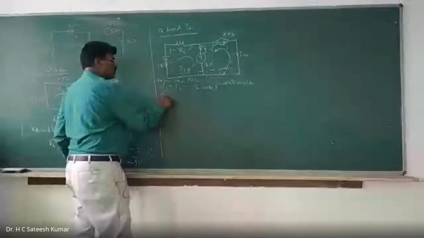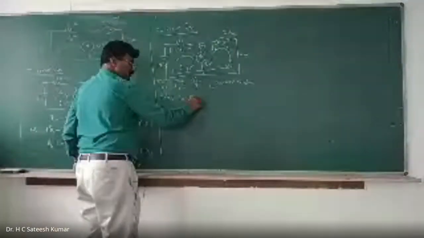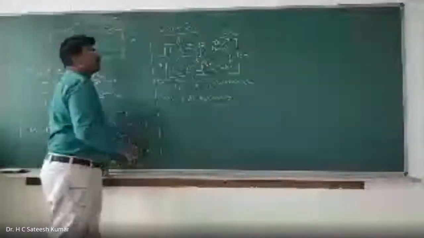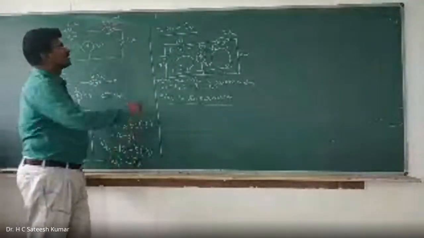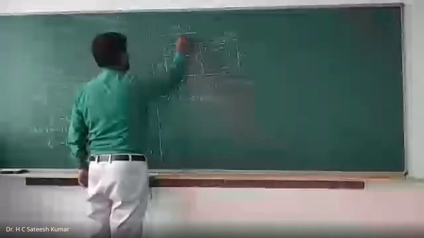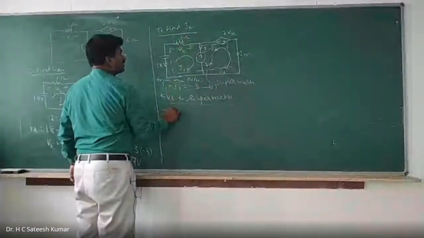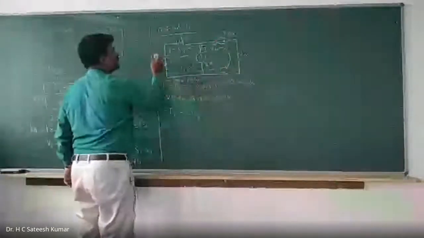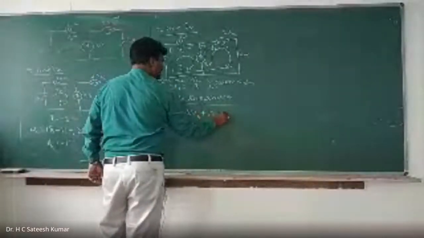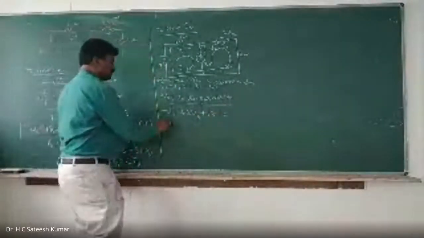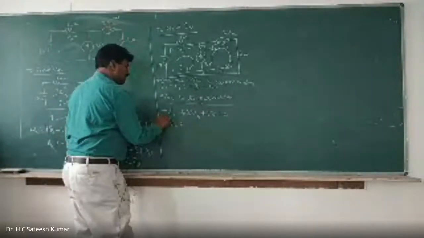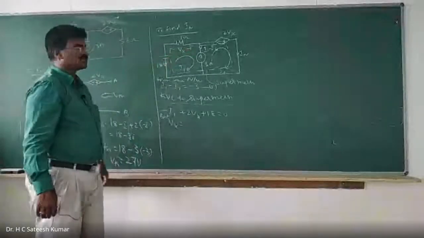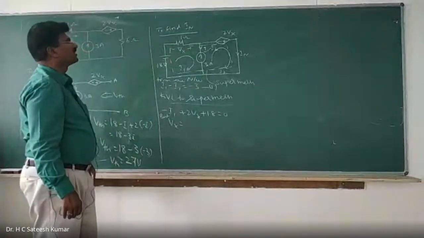KVL to the super mesh. How will you do that? Start from this point, and this resistance value is 1 ohm: minus I1 plus 2 Vx, come from here, plus 18 is equal to 0. But what is Vx? Current is going from where to where? Negative to positive.